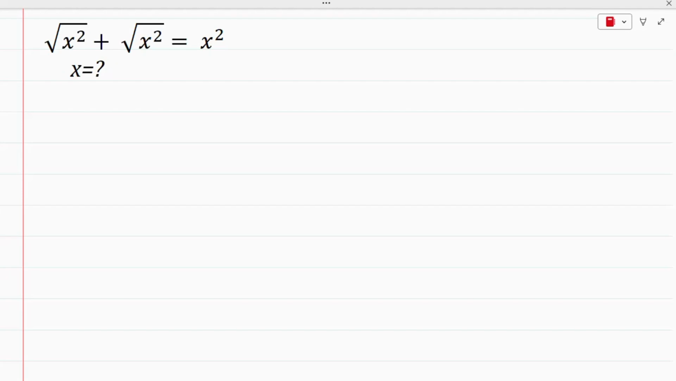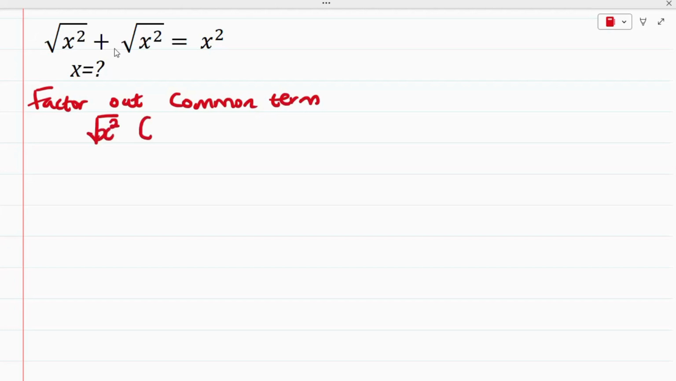So right here we have this square root math problem, and we are to find the value of x. The first thing, guys, we want to do is to simply factor out the common term in the left hand side of this equation. By factoring out the common term, we have the common term to be the square root of x squared.